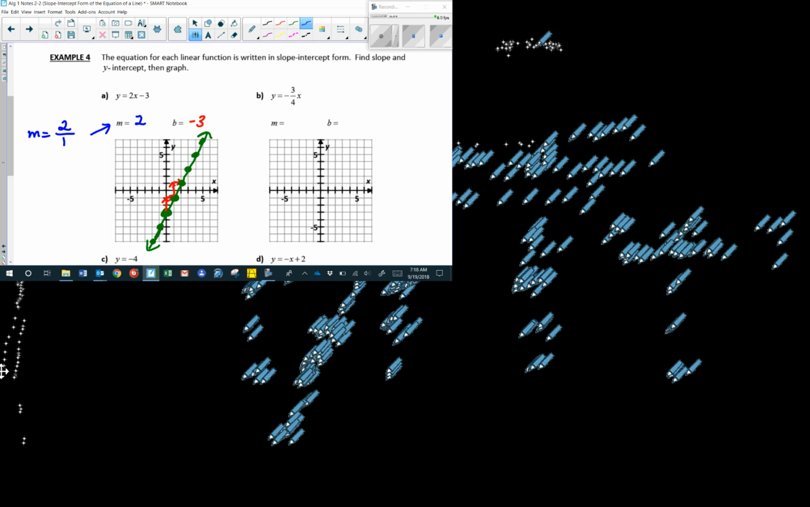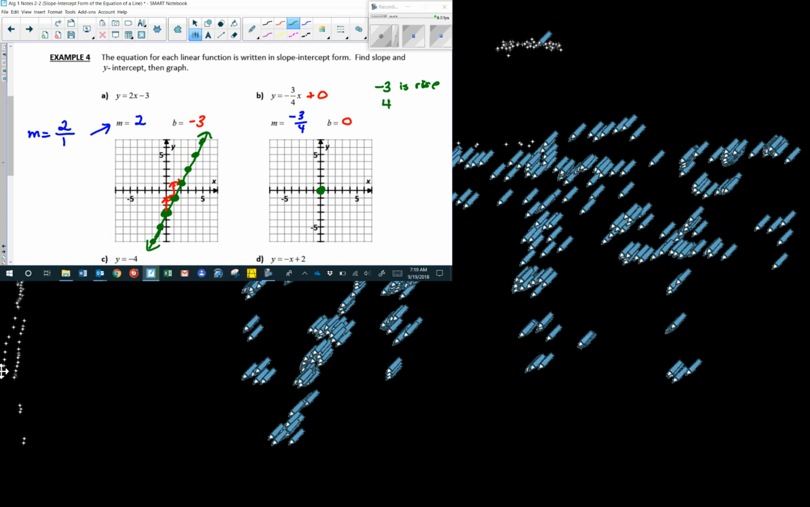In B, our slope is negative 3/4. That's already in fraction form. B is the number that's added to negative 3/4 x, so that must be 0. In order to plot the line, I'm going to start at the y-intercept of 0. So I'll plot 0 on the y-axis, and then I'm going to use my slope to plot other points. I'm going to use negative 3 as the rise and 4 as the run.